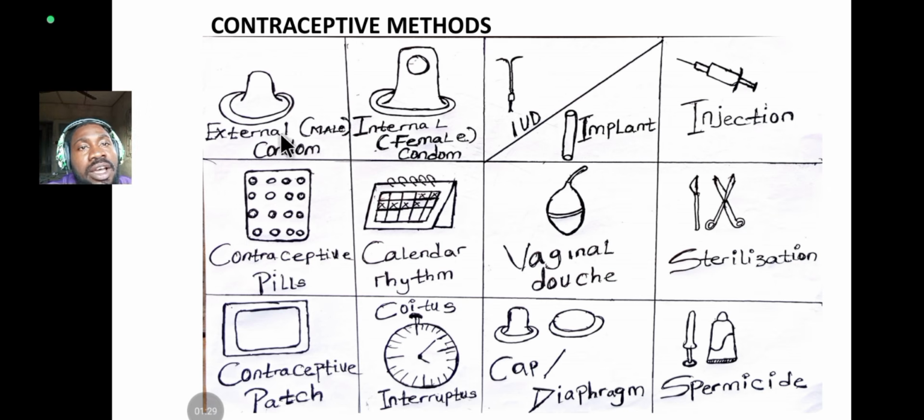All right, so the first we have here is the external condom. This one is the male condom. Remember, we also have the female condom, and this is the female condom. It is placed inside the vagina. So the male condom is placed externally, while the female condom is placed internally.